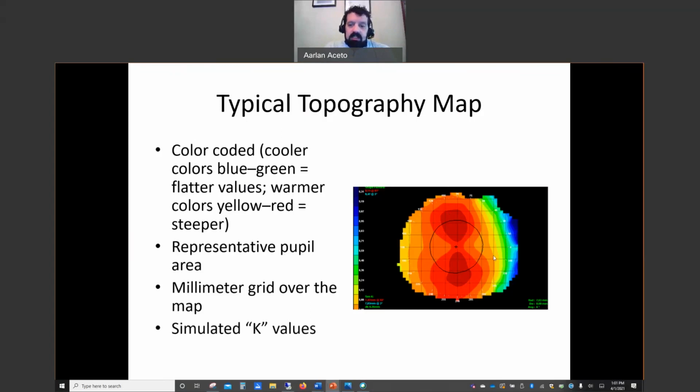And what it'll also do, despite the fact that I have this cool topographical map, it'll also give me the simulated Ks, or what reading would I have gotten out of an old-fashioned automatic auto-K or manual keratometry. That way I can sort of shift back and forth just to get an idea. But this topography for me gives me much, much more detail. And if it were up to me and you're fitting any specialty contact lenses, this really is a no-brainer. You really should have a topographer.